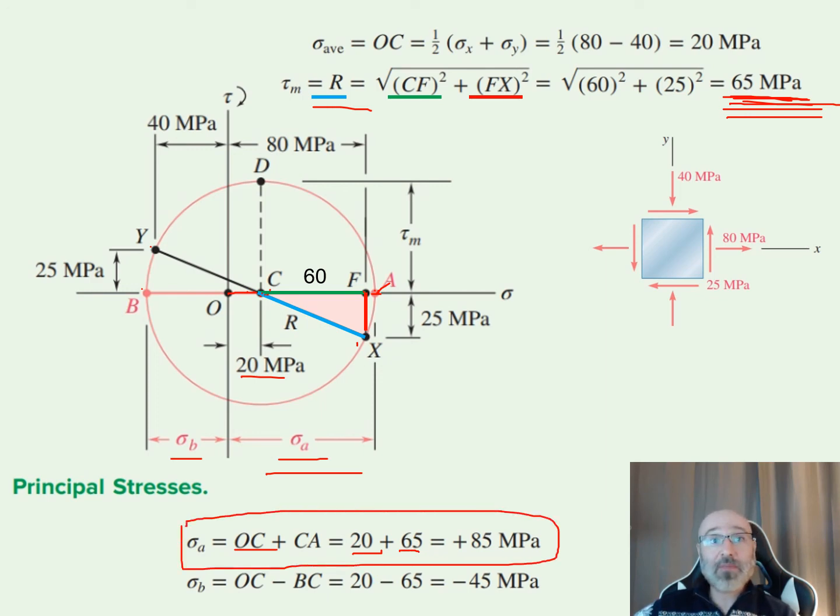Now we can do the same thing over here to go for our sigma B. So we go again here, well, we know B to C is that radius right there, so that is 65 right there. So we can say if we want our sigma B right here, well, what we can do is we can subtract our BC from our OC right there. So OC, which is our value right here of 20, minus our 65 right there, would be 20 minus 65, or a negative 45 megapascals for our sigma min or our sigma B right there.